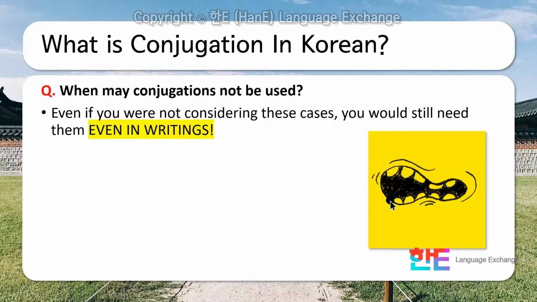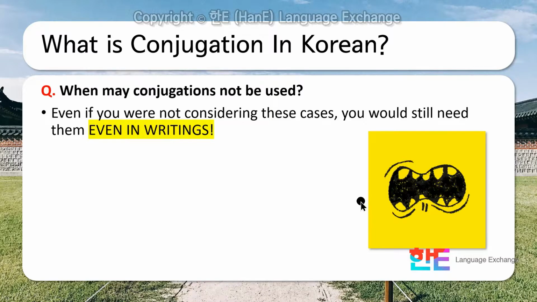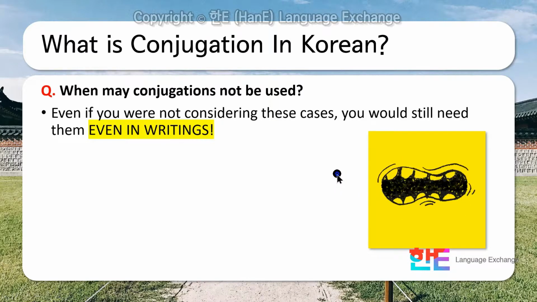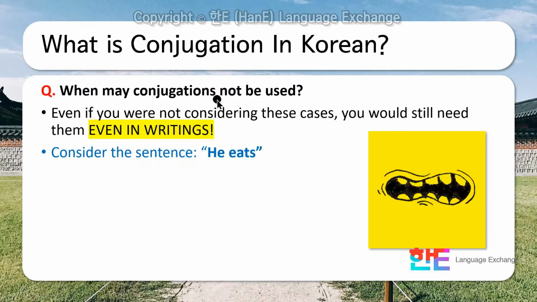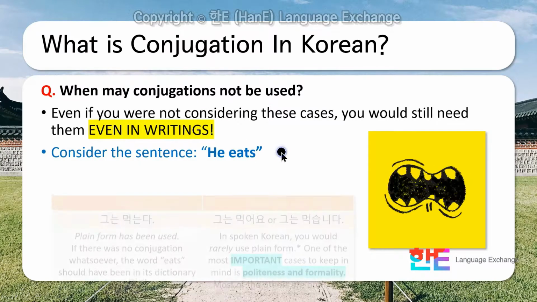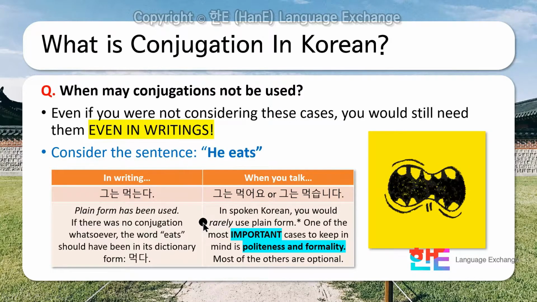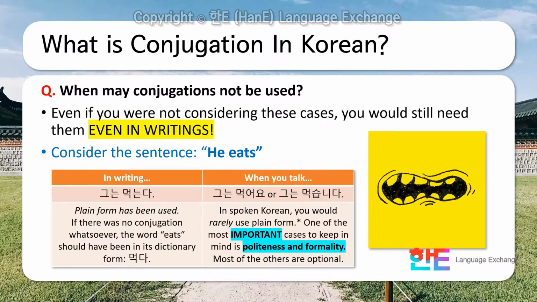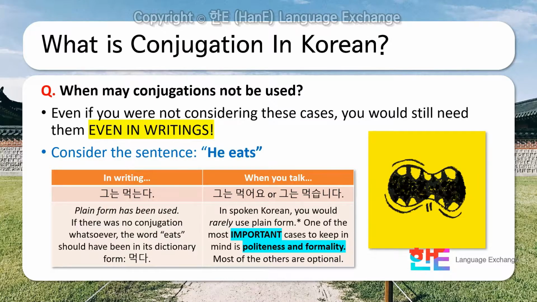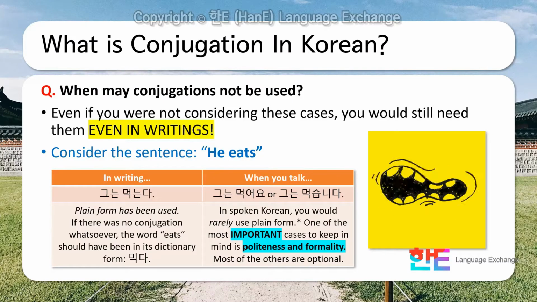So when may conjugations not be used? They are used in most cases, it's just that it depends what the pattern is. For example, in writing, consider the sentence, he eats. Normally, you would write it as 그는 먹는다. Well, obviously, it depends on what kind of writing it is. For example, if you were writing to your boss or something, or if you were talking to someone of an older age, then you might conjugate it in a slightly different way from this. But mostly, you would conjugate. That's the point of this slide.